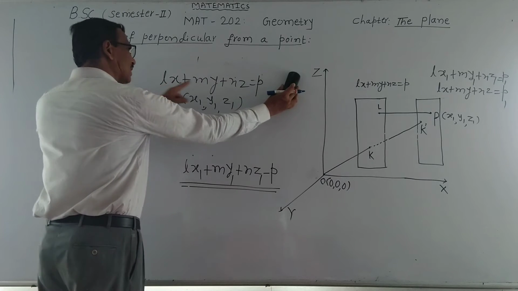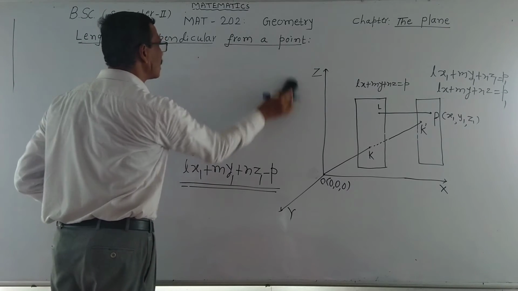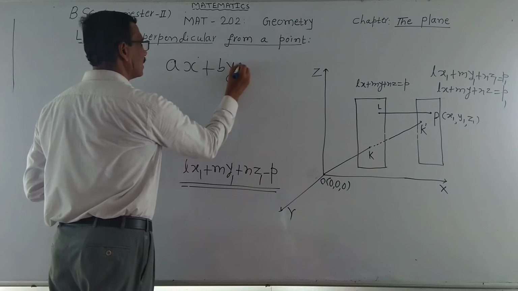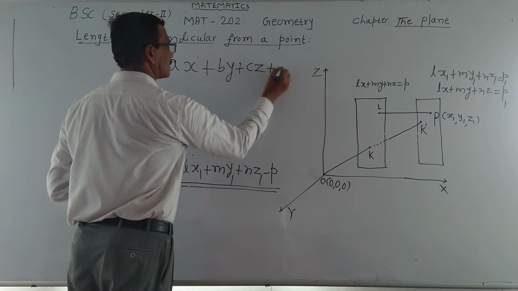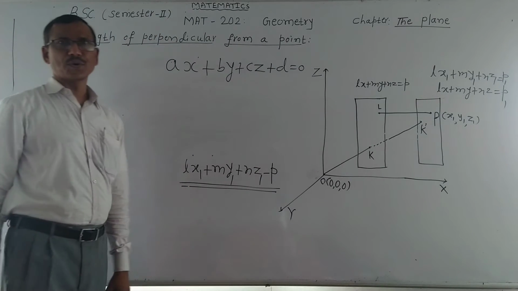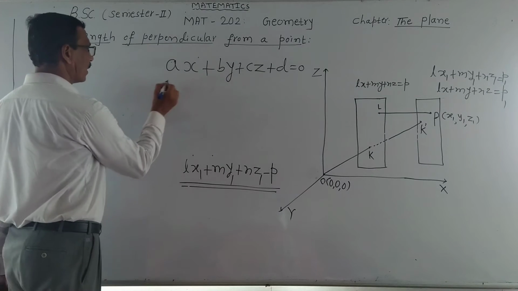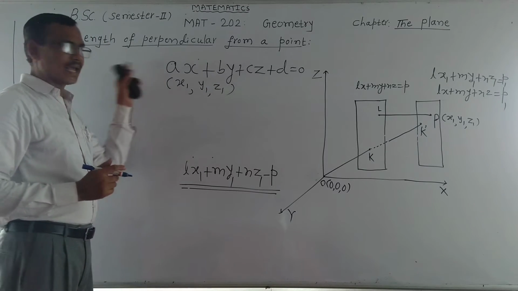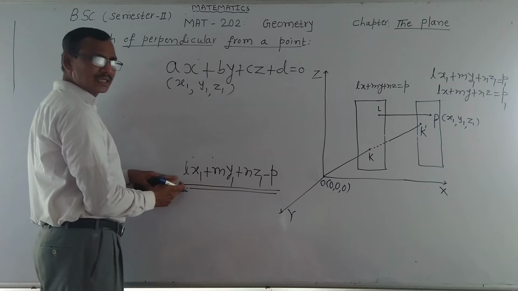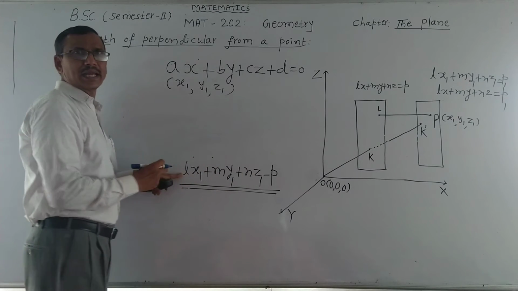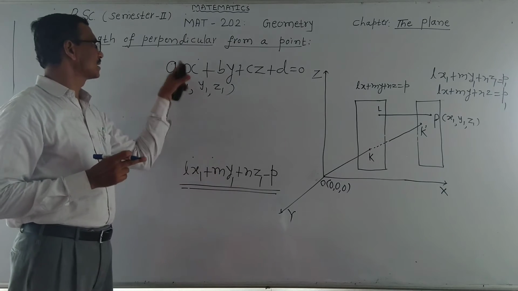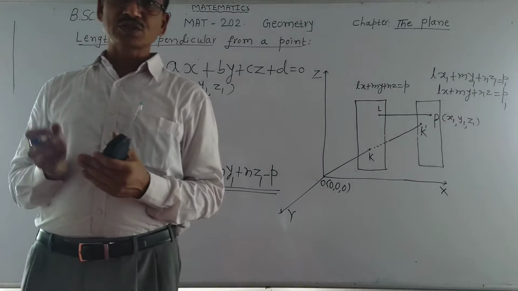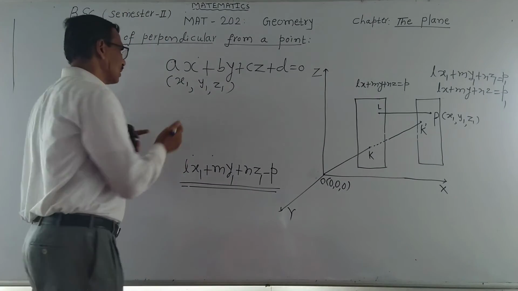But as we know that l, m, n are the direction cosines. If the equation of the plane is in general form Ax plus By plus Cz plus D equal to 0, in this case, the perpendicular distance of the point x1, y1, z1 from this plane becomes, using the values of l, m, n, which are the direction cosines in this case, and here A, B, C are the direction ratios.